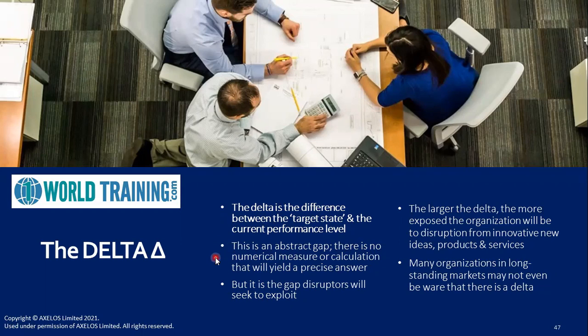This is an abstract gap. There is no numerical measure or calculation that will yield a precise answer, but it needs to be understood. But it is this gap which is important because disruptors will seek to exploit it. If a disruptor becomes aware of the gap of other organizations, meaning the delta of other organizations, they can move fast forward and fill the gap and become the number one in the market. Which means that the larger the delta, the more exposed the organization will be to disruption from innovative new ideas, products, and services from other organizations. Many organizations in long-standing markets may not even be aware that there is a delta.